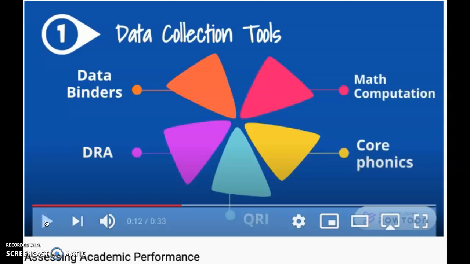The Developmental Reading Assessment, DRA, is used to assess my younger students. This assessment helps me identify students' independent reading level by assessing students' oral reading fluency and comprehension.